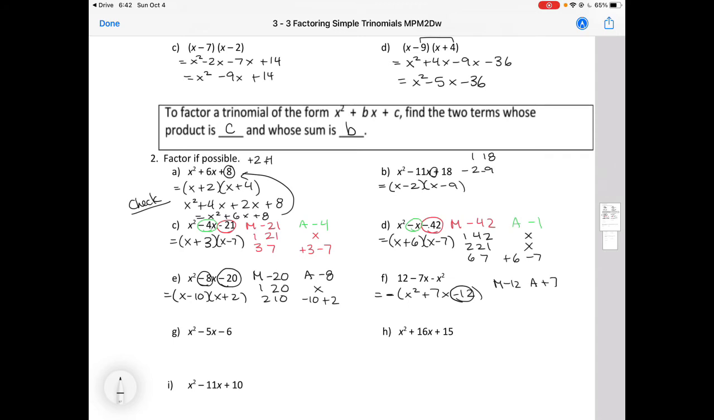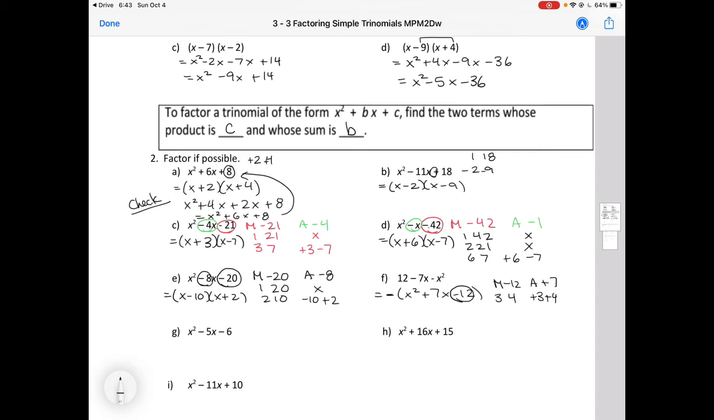So hopefully you're starting to see a pattern. Let's see, my first thought would be 3 and 4. Those can only add to 7 if they're both positive. But that doesn't work because I need a number to multiply to minus 12.